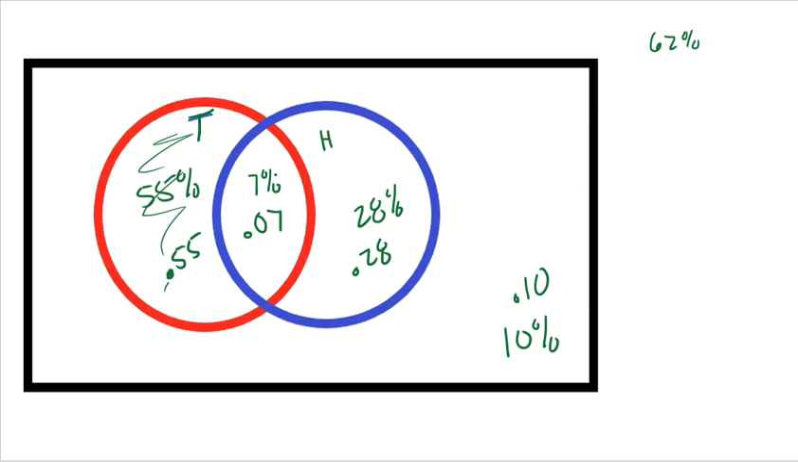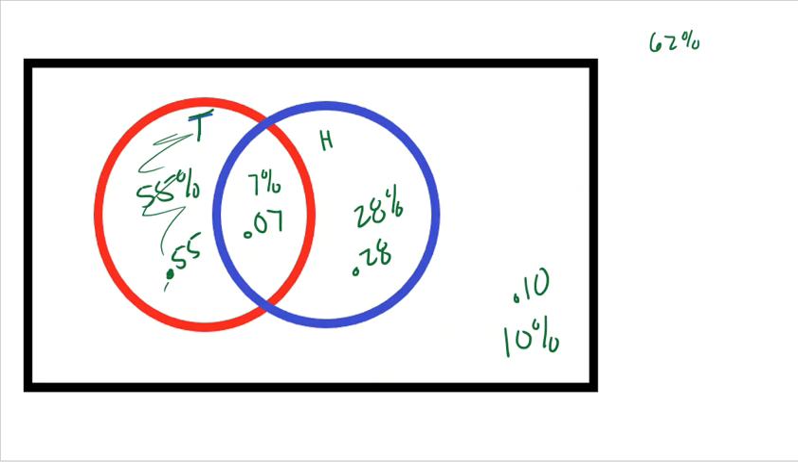So again, I'm just looking at the four regions of this Venn diagram, right? You got to understand the four regions. You got the overlap in the middle. That's the 7% that have both. You got the section on the far left of the red circle that was only turkey. Far right of the blue circle, only ham. And then the outside would be everything else. That would be neither. No turkey, no ham, certainly not both. So that's what we came up with here.